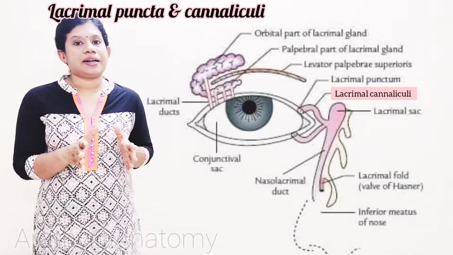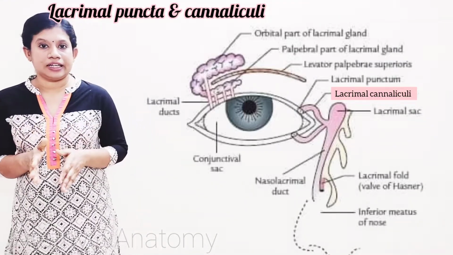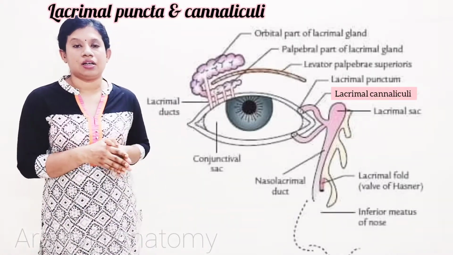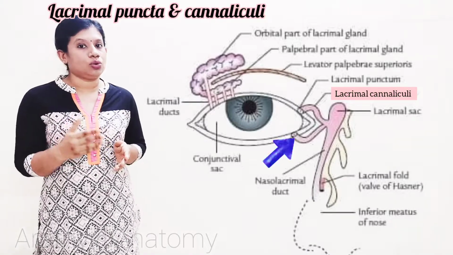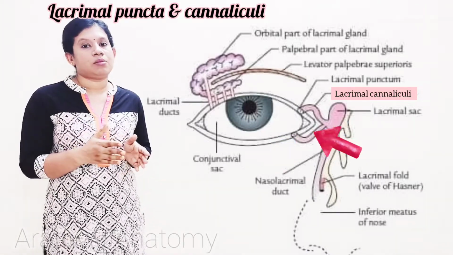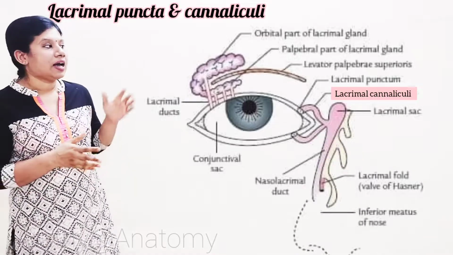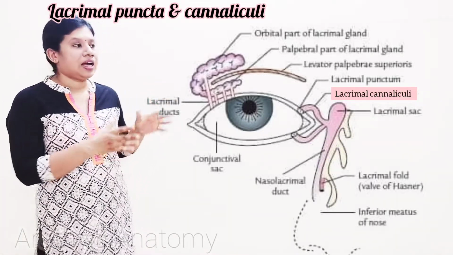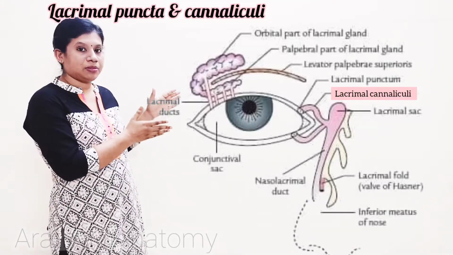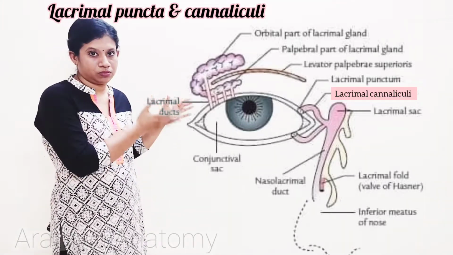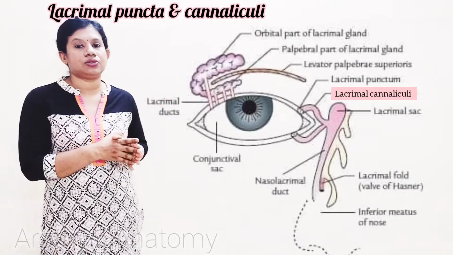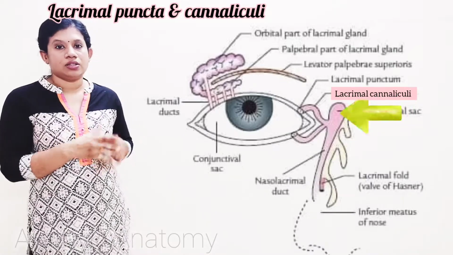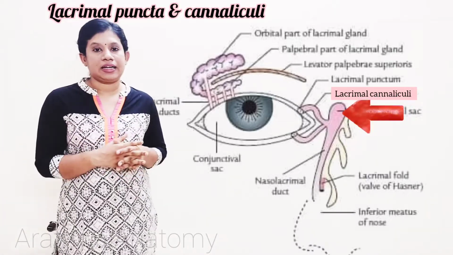The lacrimal canaliculus is about 10 mm in length. It has two parts, a vertical part and a horizontal part. The vertical part is 2 mm. The horizontal part is about 8 mm in length. At the junction, you can see a dilated part which is called the ampulla. The canaliculi of both tubes finally open into the lacrimal sac, especially the lateral wall. So that is about the lacrimal punctum and lacrimal canaliculi.